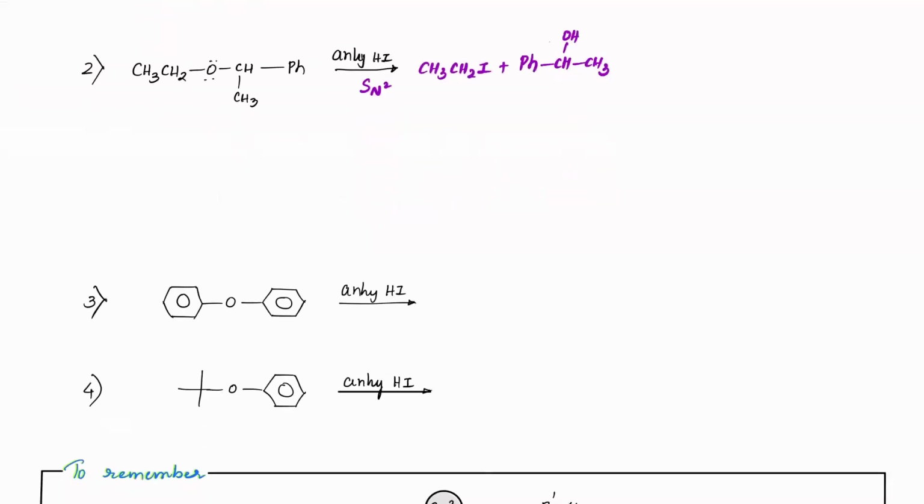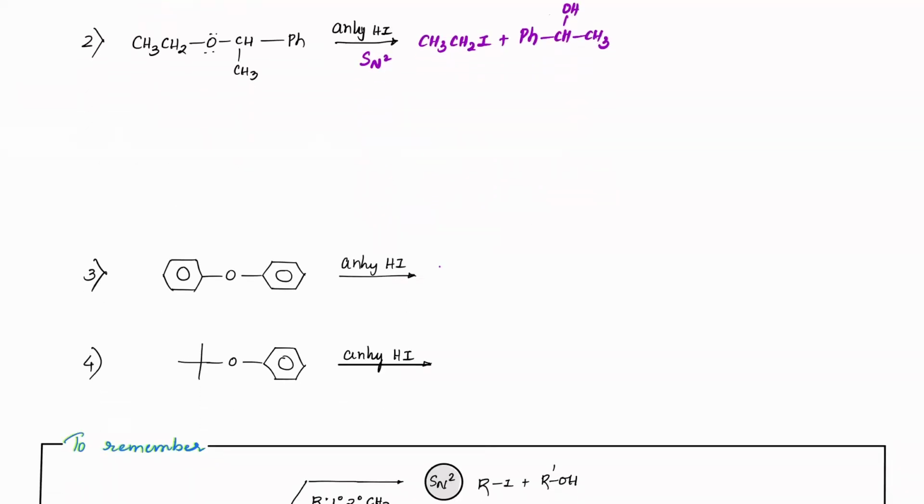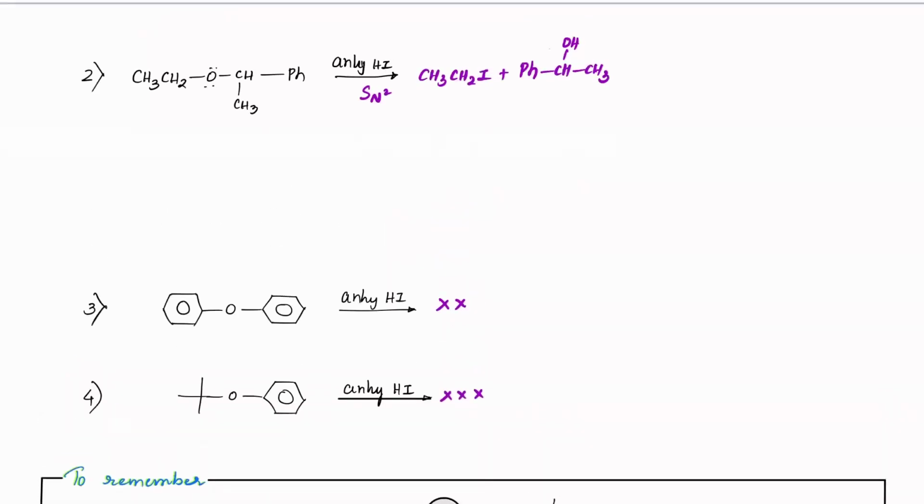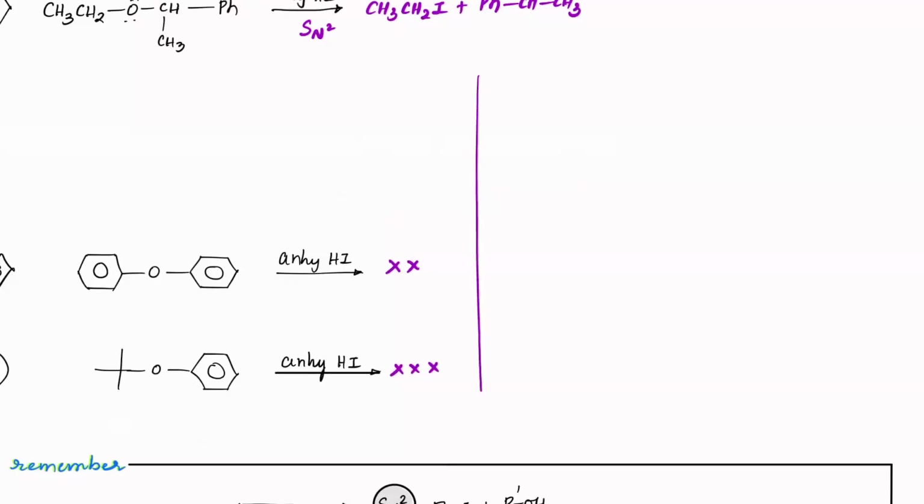Got it? Next. If you have phenol on both sides, definitely no reaction. Anhydrous HI, this also will not make any reaction. Okay. Now, the same case, let me elaborate once here as an example. Suppose if this was the case, like this, with simply given as concentrated HI. In that case, you will do protonation here.